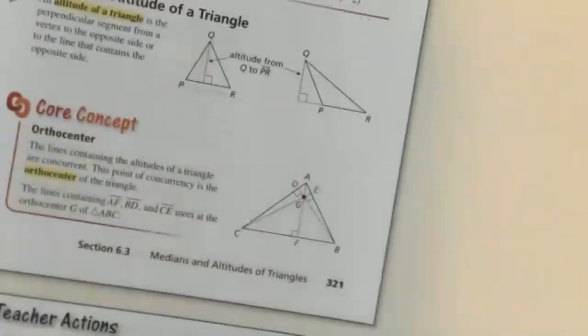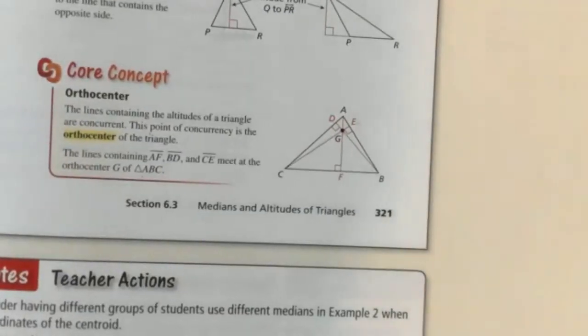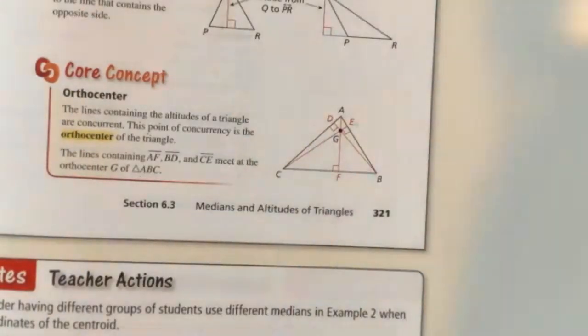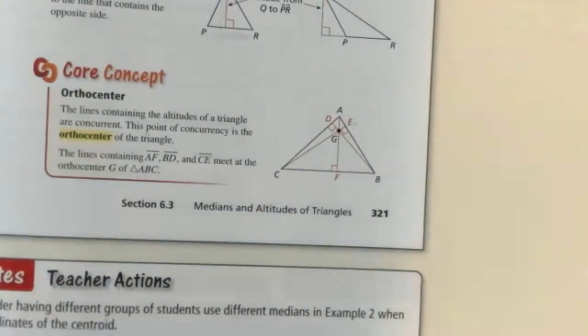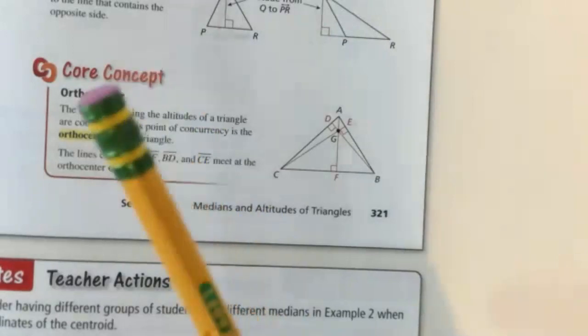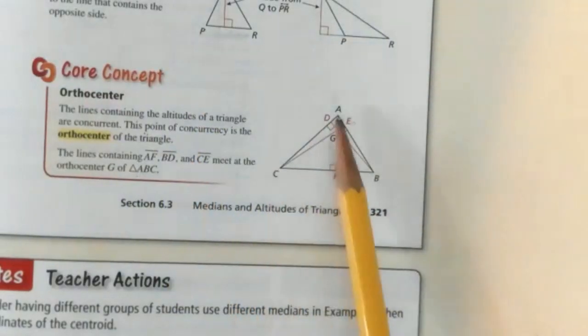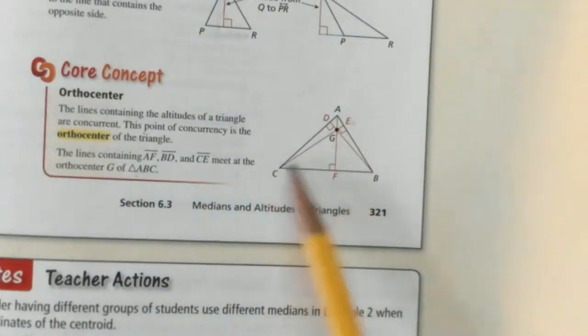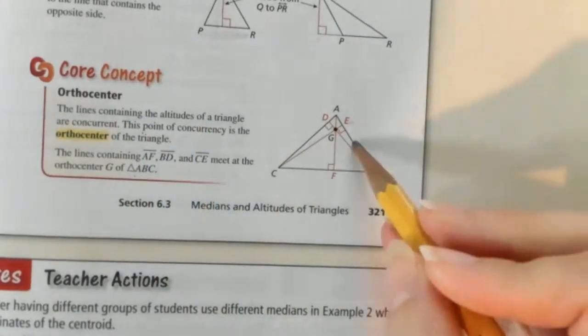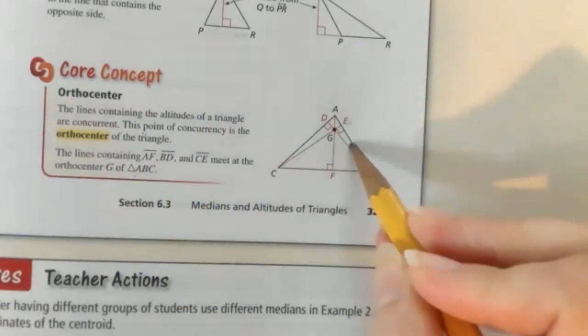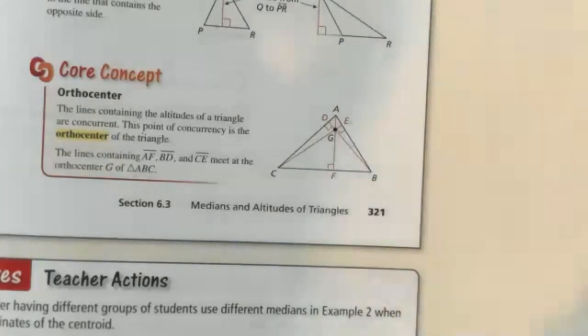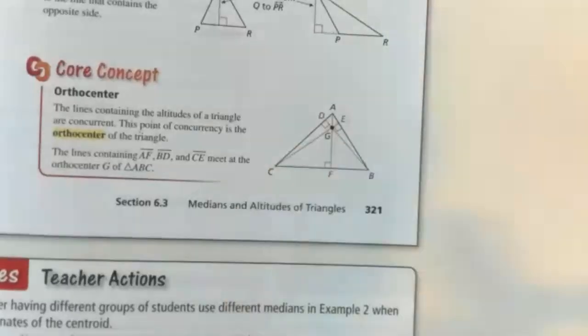Where all the altitudes meet is the orthocenter, okay? That's it. That's all it is. That looks exactly like what we did yesterday. Kind of, except yesterday we found the midpoints of each side and drew it to the opposite vertex. So it was coming from your midpoint. There were no right angles involved, but it is similar.